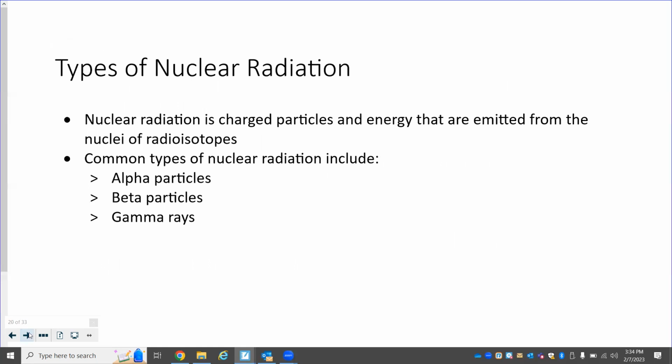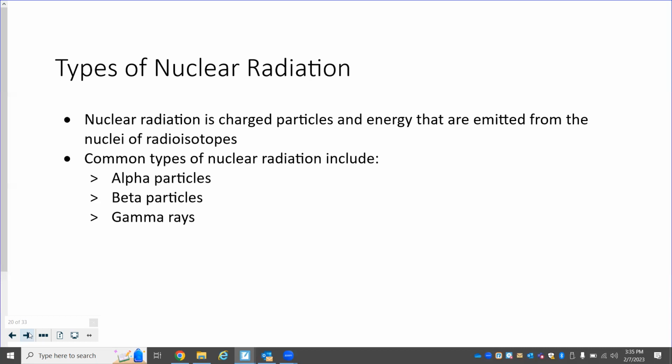So let's look at the different types of nuclear radiation that are going to be given off. These are those particles or energy that are given off whenever a reaction goes through fission or fusion. Most of the time we are going to be dealing with fission. That's the more common one for us. So nuclear radiation is charged particles and energy that are emitted from the nuclei of radioisotopes. Generally, it's given from the nuclei. We can also get rid of electrons and stuff, but we tend to get rid of those protons, neutrons, and things like that. There are three different types of nuclear radiation that we're going to talk about.